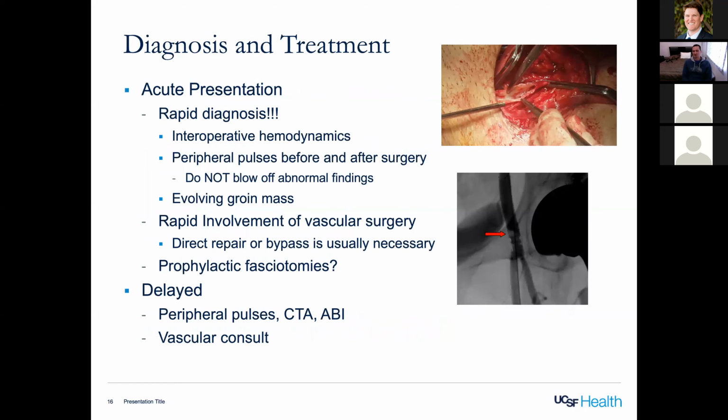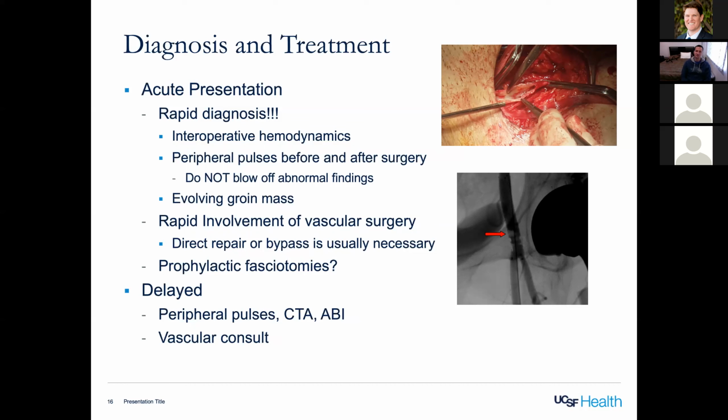So in terms of diagnosis and treatment, if there's an acute presentation, it's really important to have a rapid diagnosis. Obviously, intraoperative hemodynamics, outside of what you see in the operative field, are going to be your most important sign. Now, for generally healthy young patients, the hemodynamics respond relatively slowly to blood loss. So, once you've gotten to the point where you have a significant drop in blood pressure, there's already a fairly significant problem going on.